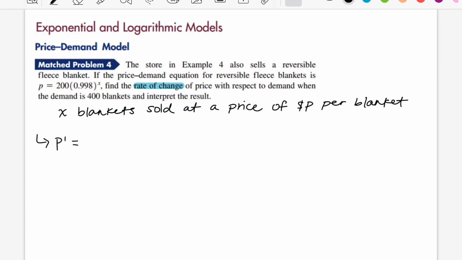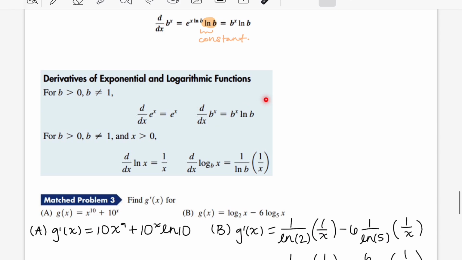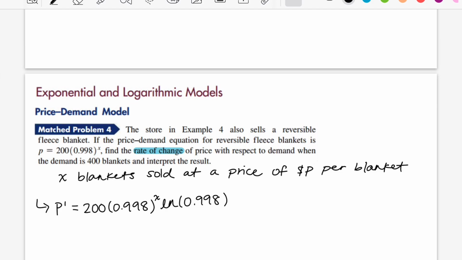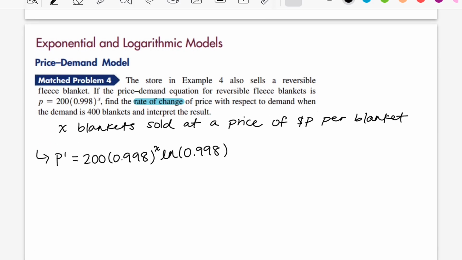So we have this constant out in front, so we'll keep that there. We have 200, and then we want to find the derivative of 0.998 to the x power. And remember, by the definition of the derivative of b to the x, we're going to get b to the x times ln b. And in this case, our b here is 0.998. So we'll have 0.998 to the x times ln of 0.998. All right. So that's it. That's going to be our derivative for P here.